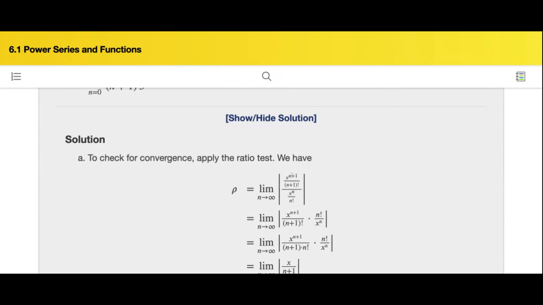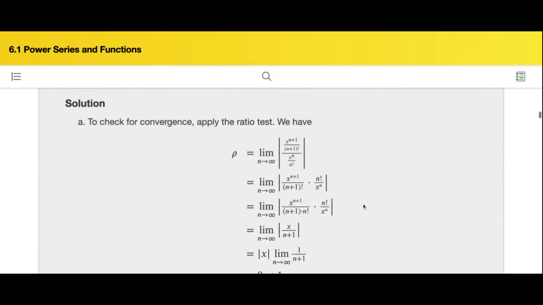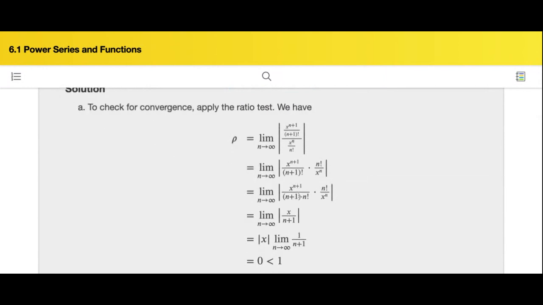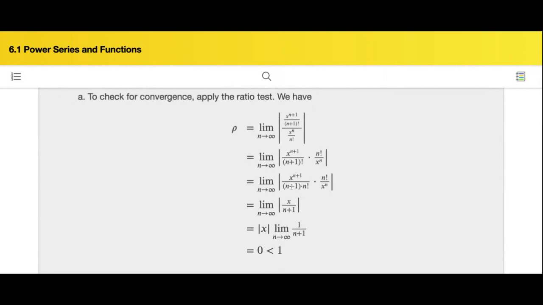So x raised to n plus 1 divided by n plus 1 factorial. So this is the n plus 1 term. Then divided by the n term, which is x raised to n divided by n factorial. We'll do the calculation. X raised to n plus 1 is x raised to n times x.